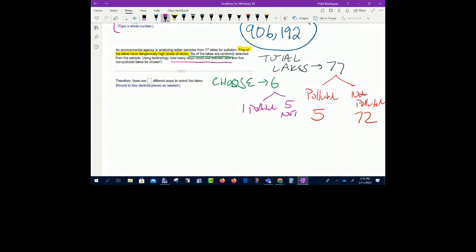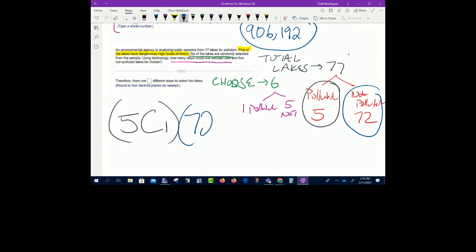Okay, so if we want to have one that's polluted, y'all, how many polluted lakes can we choose from? How many polluted lakes are there total? 5. So we're going to say out of those 5 polluted lakes, we're going to choose one of them. Okay. Now, how many lakes are not polluted? 72, right? Out of the 72 lakes that are not polluted, how many are we going to choose from those? 5. Does that make sense how we're setting this up? So we know we have a total of 77 lakes. 5 of them are polluted, 72 are not.